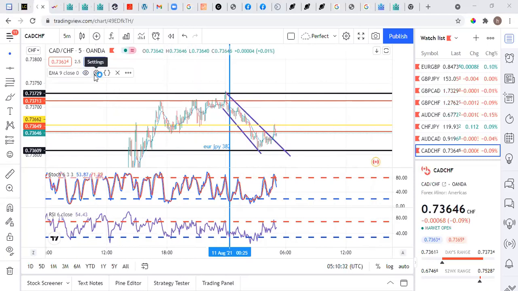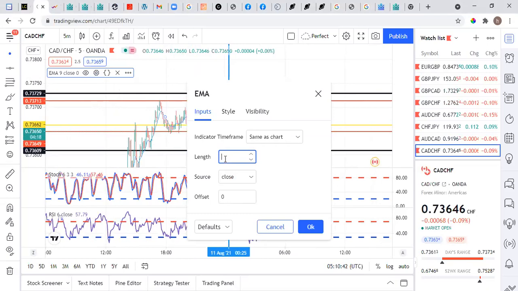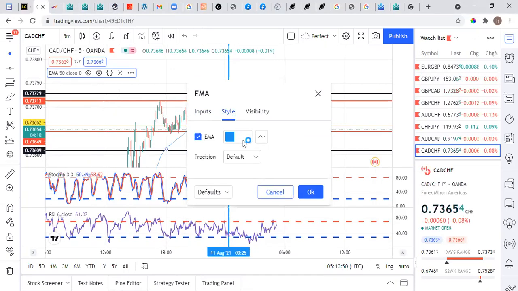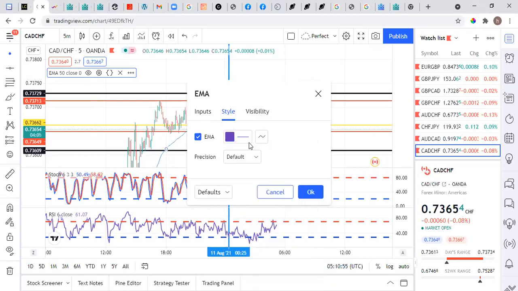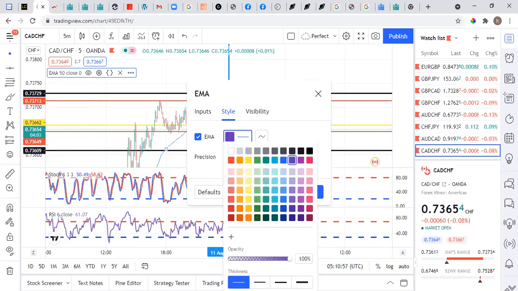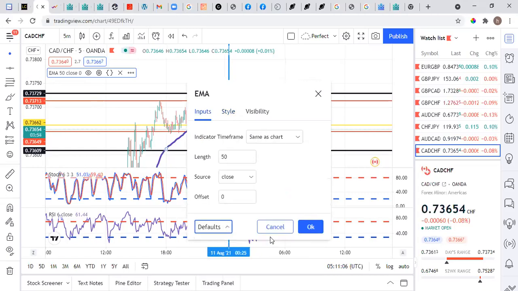So I'm just going to click settings. I don't like that, it's looking really bad. You want to make it the 50 EMA or the 200 EMA. Sometimes I think Cash App uses the 200 EMA, but let me try the 50 first. I can change it. I'd like to make the EMA line purple. I like purple, and I want to make it very thick. Okay, I'm just going to save as default, and that's all.